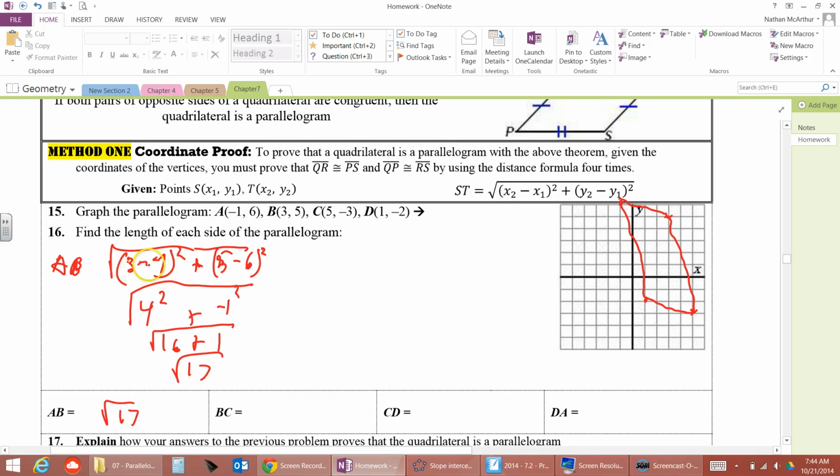Just make sure I did this right. 3 minus negative 1, 5 minus 6, good. All right, so that's AB. Now, I'm only going to care about CD, the side opposite of it.